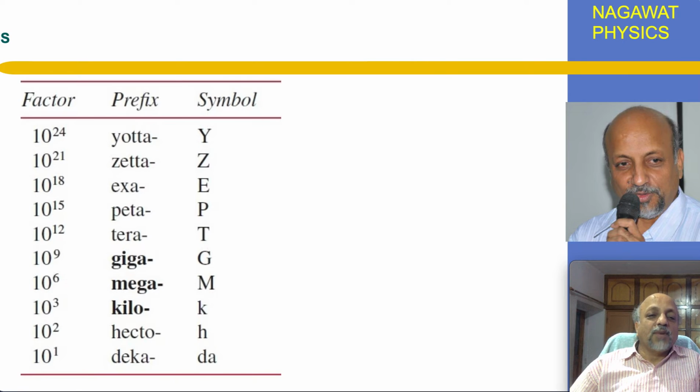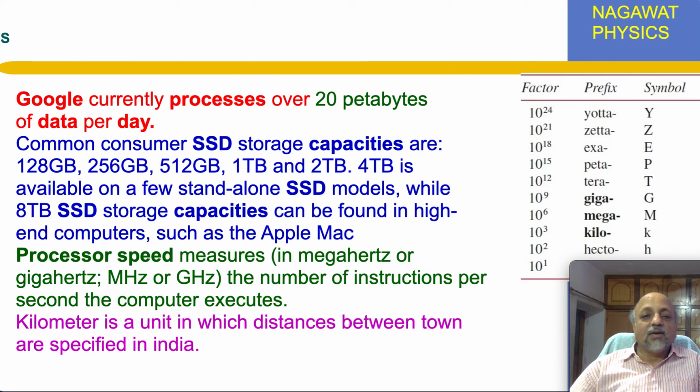So you must apprise yourself about these symbols, and for what value of 10 raised to what positive power these capital symbols, which I have given here, stand, except the small k and the letters H and DA. What they mean should be on your fingertips, so that you should be able to easily recollect it as and when required.